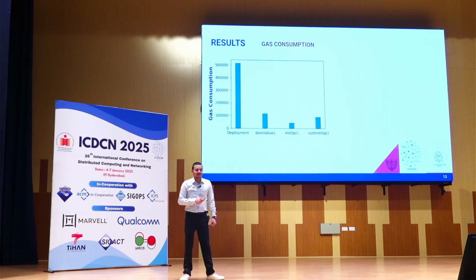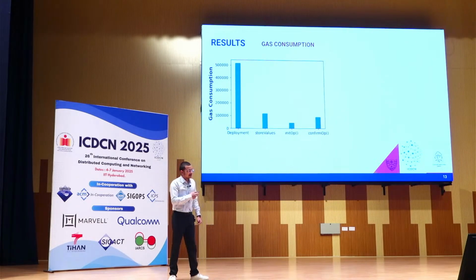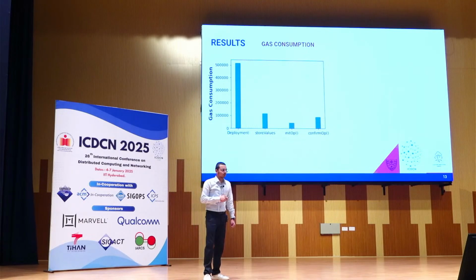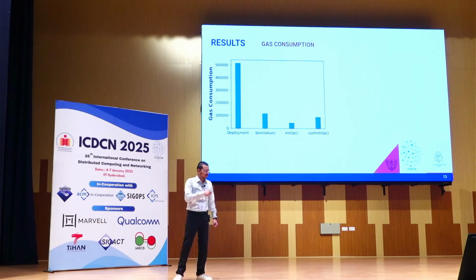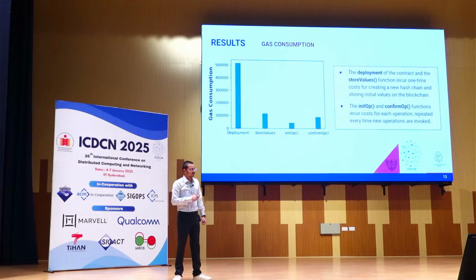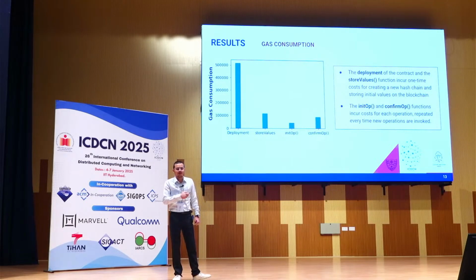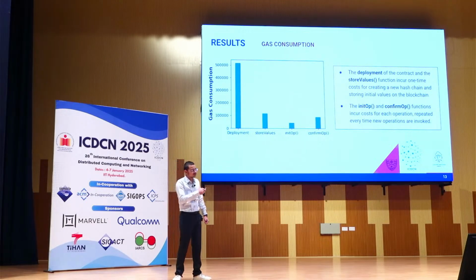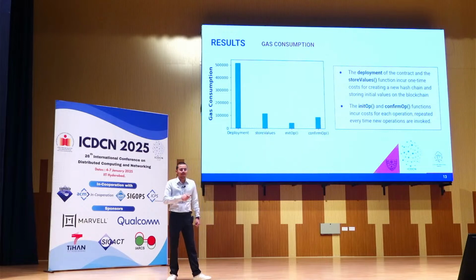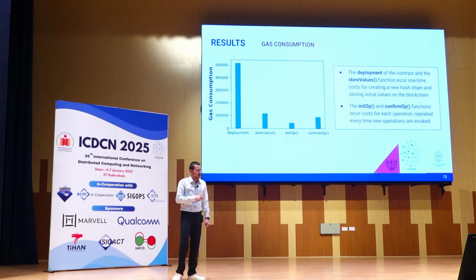Now coming to the results, there are four phases to it. The first one is deployment and store value. These all incur a one-time cost, whereas the init operation and the confirm operation incur a cost each time a transaction happens. Whenever a transaction happens, first the initialization operation happens, and then the confirmation of the OTP happens. These two methods are basically dependent upon the operation which we are invoking.